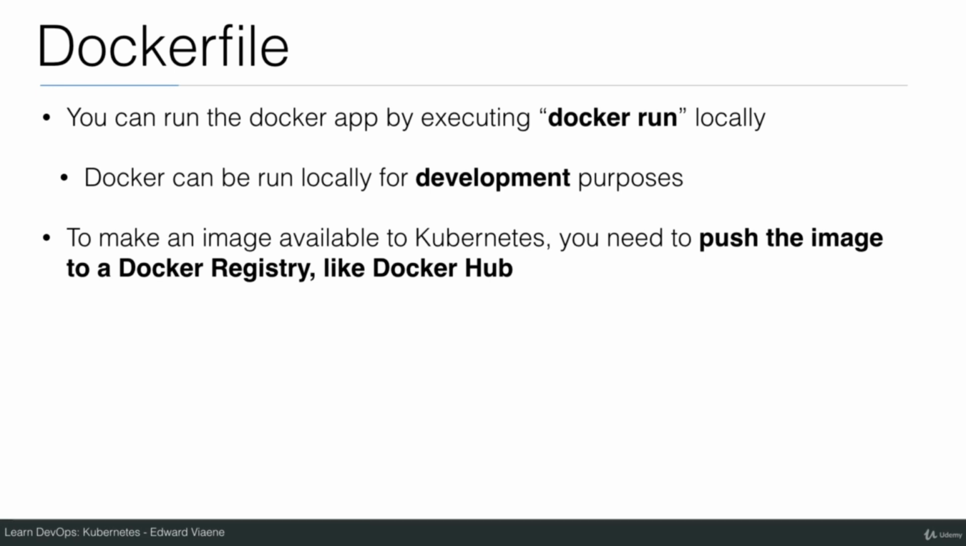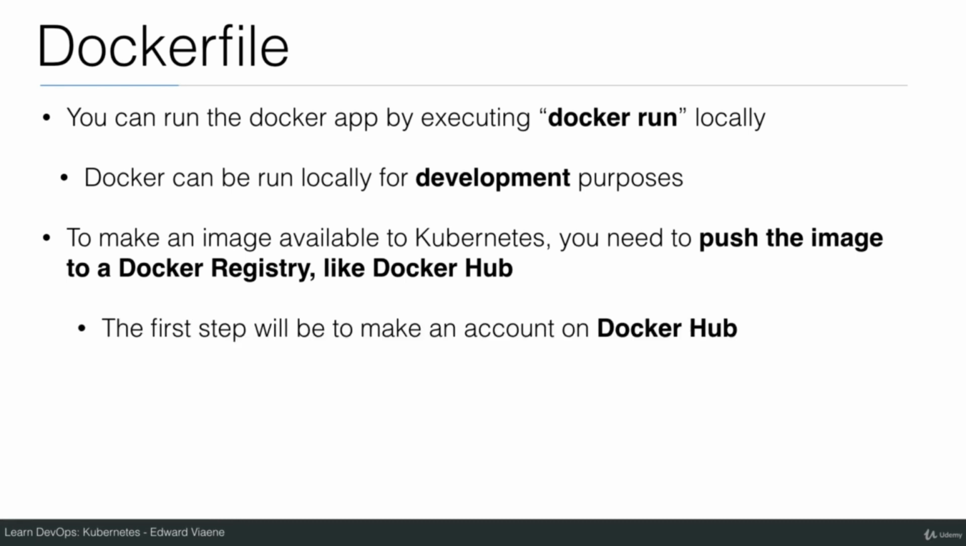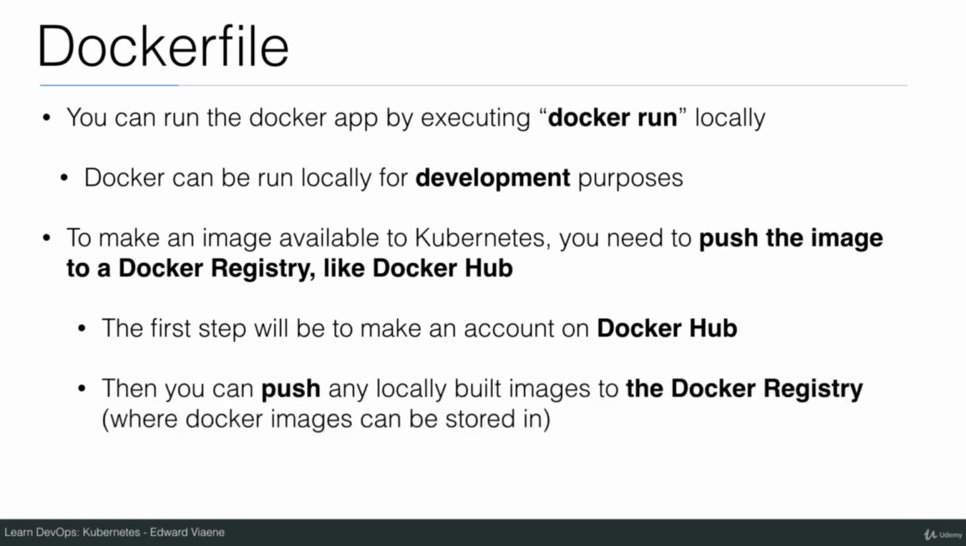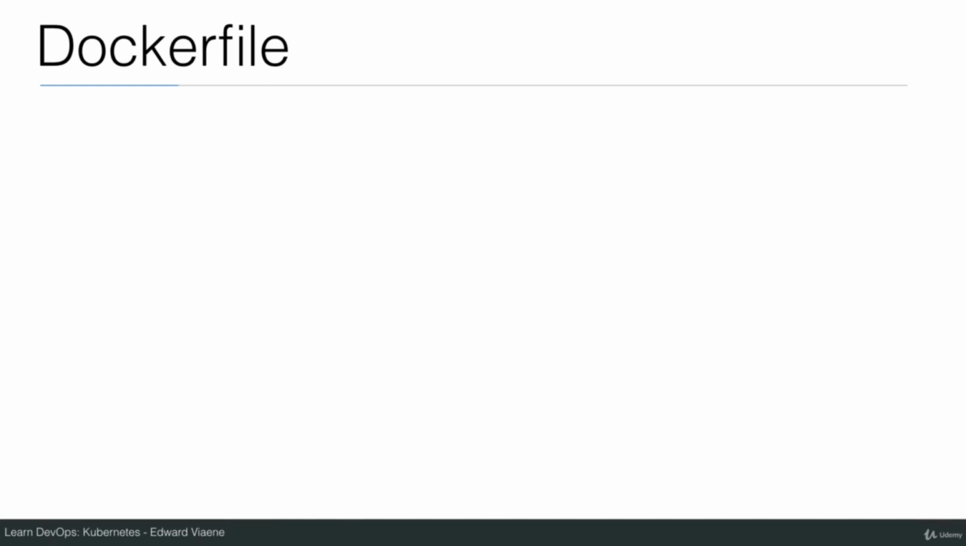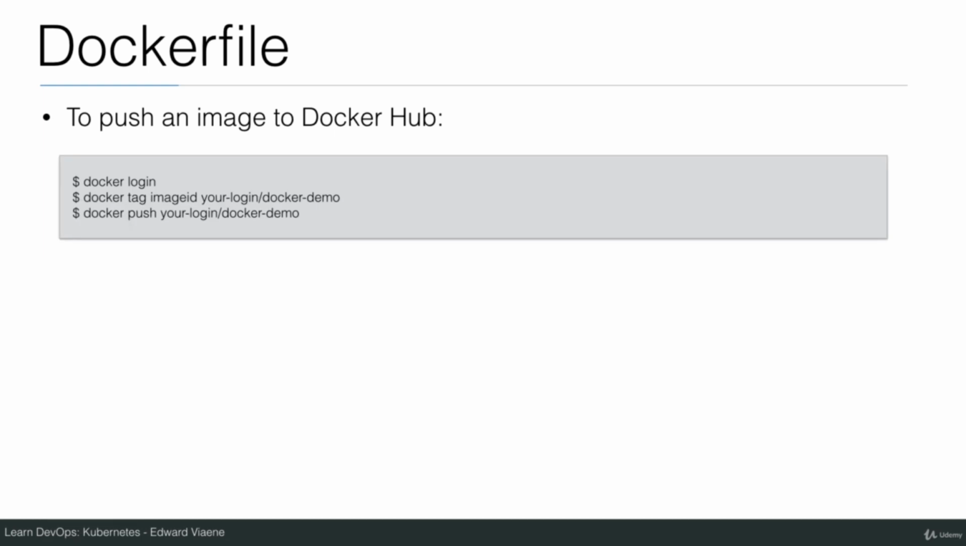To make an image available to Kubernetes, you need to push the image to a Docker registry, like Docker Hub. The first step will be to make an account on Docker Hub. Then you can push any locally built images to the Docker registry, where the Docker images can be stored. To push an image to Docker Hub, you first need to use docker login to log in with your user ID and your password. You then tag your image ID, the one that was output when you ran docker build.